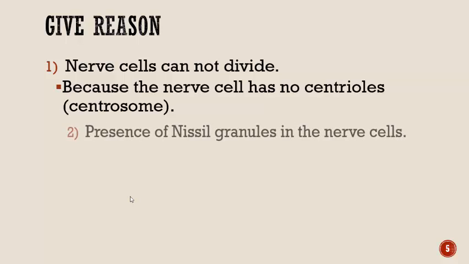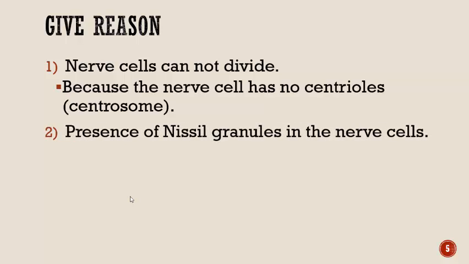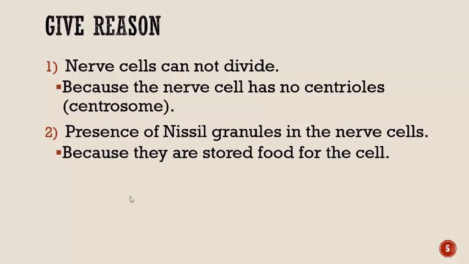The second important question is the presence of Nissl granules in the nerve cells. The scientists thought these Nissl granules store food for the nerve cells. So the Nissl granules store food for the nerve cells.